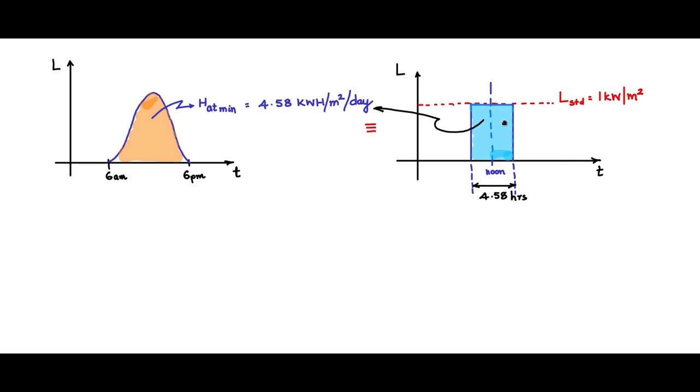The only difference here is that this is a rectangular profile, and it says that if 1 kilowatt per meter square standard insolation is applied, then only for 4.5 hours you can have incident radiation.